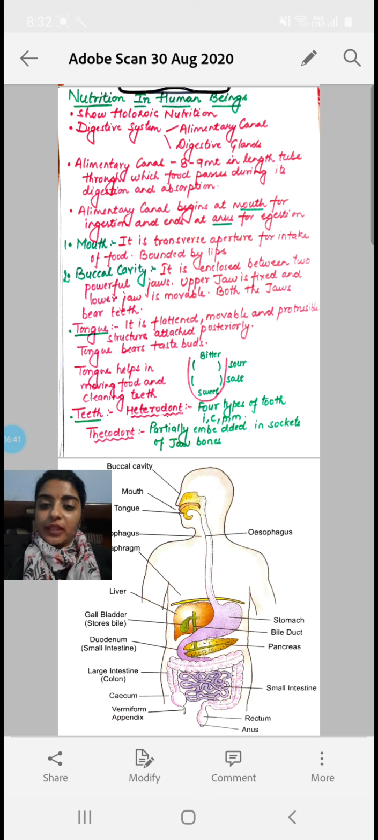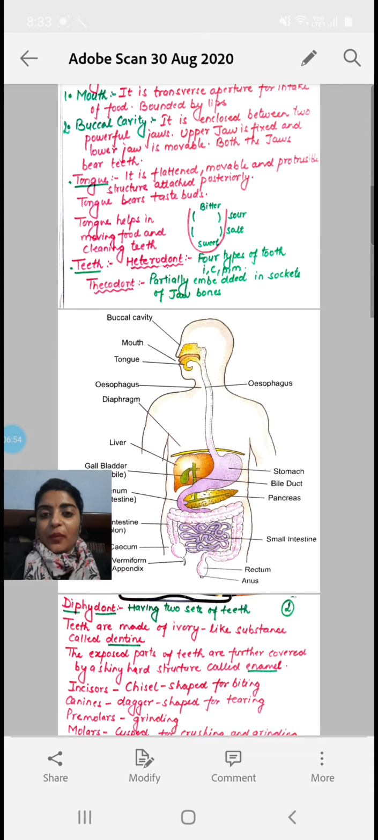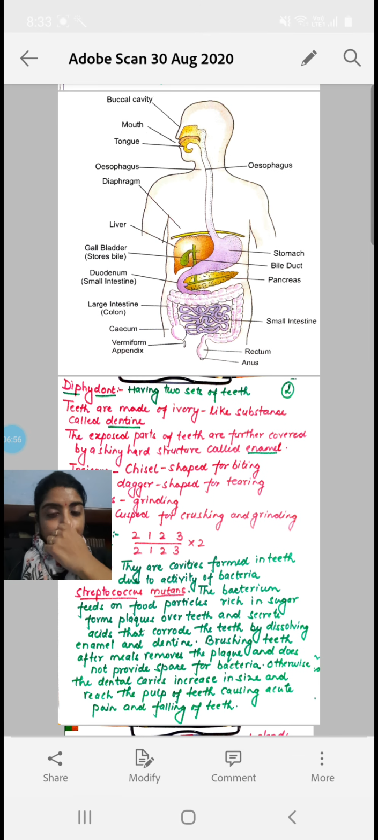So let's begin with the alimentary canal. Side by side we will cover the complete digestive system, that is the alimentary canal and digestive glands, okay. First of all, I will describe the diagram to you. The human digestive system starts from the mouth and ends in the anus. This kind of digestive system is called the complete digestive system. So human beings have a complete digestive system which starts from the mouth and ends in the anus, okay.